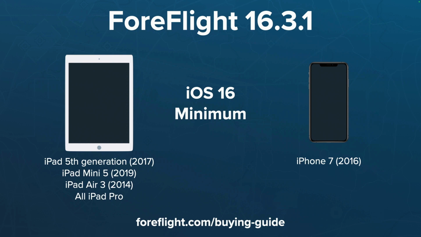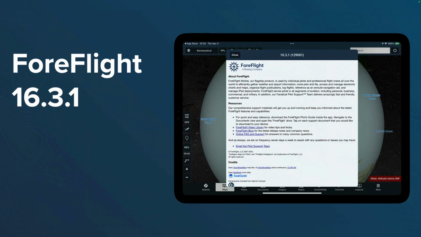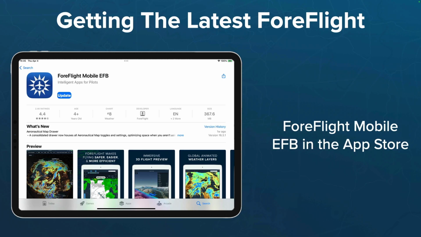So to check your current ForeFlight version, this is what the screenshot looks like. If you tap on the More button and then About at the very top, it'll show you what your version is. 16.3.1 is the current version. Alternatively, and this is how you could update as well, if you go to the App Store and just search for ForeFlight EFB, if the button says Update instead of Open, that means you have an older version, and you can update it from there. So either of those ways you can use to make sure you have the current version.